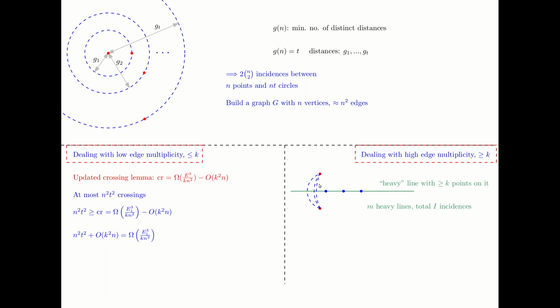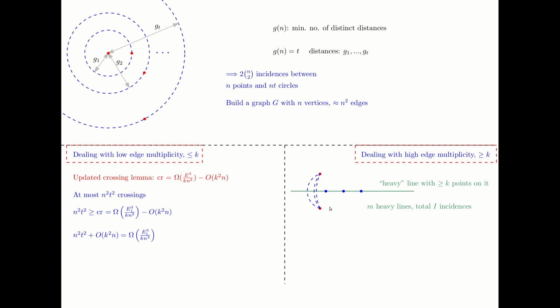In other words, two points with more than k edges between them define a heavy line with k points on it. In other words, a line is heavy if it passes through more than k input points. And we know that every pair of vertices with more than k edges between them should define a heavy line. How do we bound the number of heavy lines?